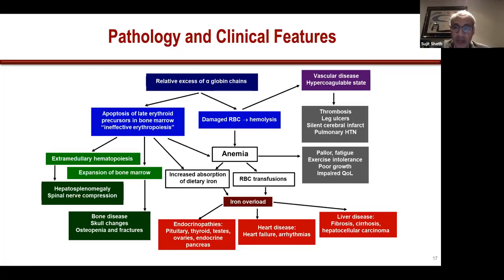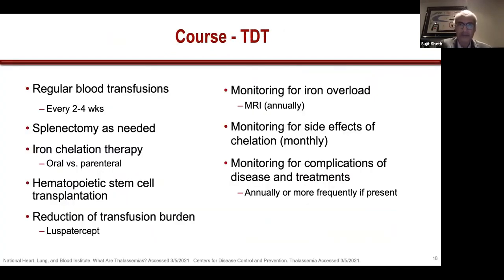And then the damaged red blood cells do cause a vascular disease as well, particularly in individuals with thalassemia intermedia who are not regularly transfused, whose bone marrows are not suppressed, as well as a hypercoagulable state because of the increased platelet count, as well as the vascular damage. And that leads to thrombosis, leg ulcers, oftentimes silent cerebral infarcts, and the development of pulmonary hypertension. And then the anemia itself leads to a whole bunch of symptoms: pallor, fatigue, exercise intolerance, poor growth in children, and impaired quality of life overall. So a lot of different things that happen mostly as a result of that ineffective erythropoiesis.